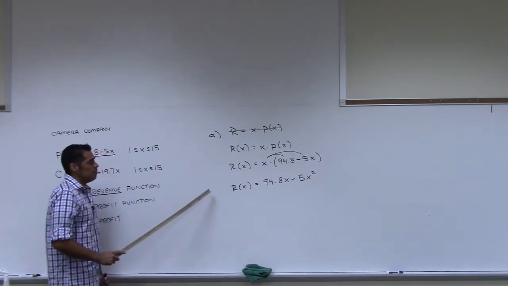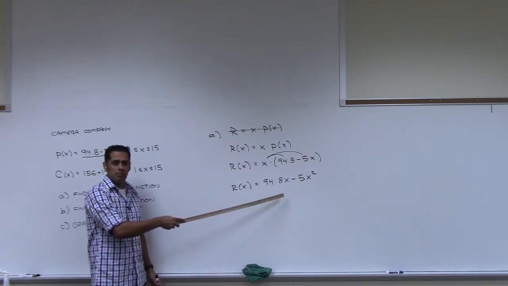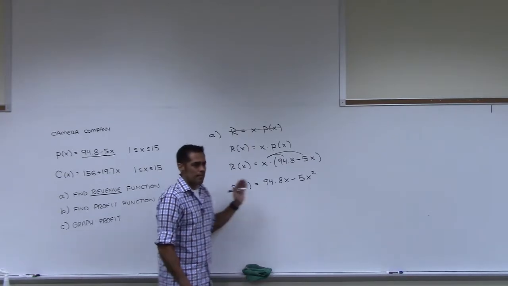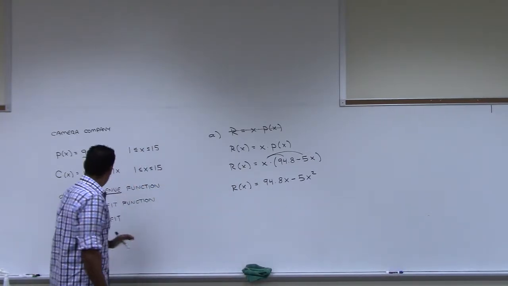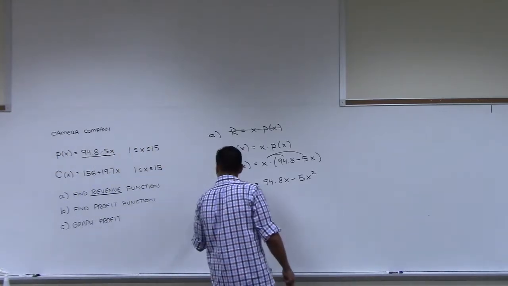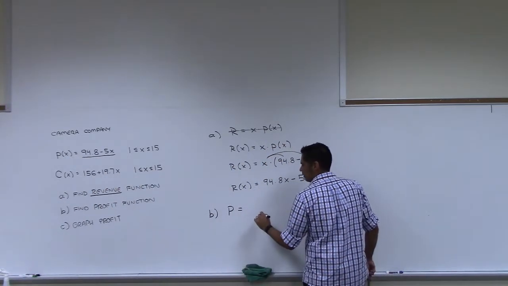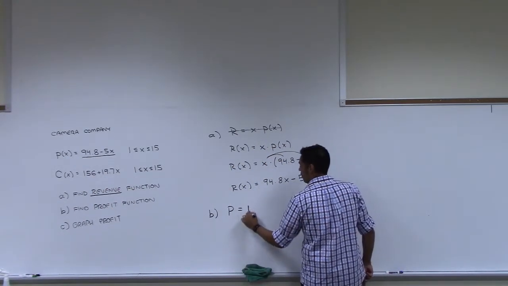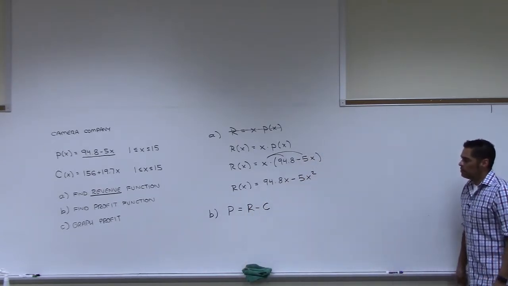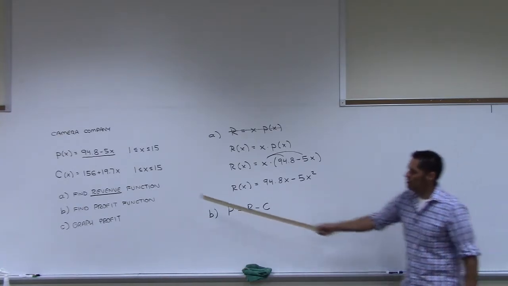Okay, so we have a quadratic, right? And we could graph this, couldn't we? I mean, if we were asked to graph this quadratic function, we could. But not yet. That's not what we're doing. Part B says to find the profit function. So what is profit? Profit is revenue minus cost, right? That's your profit. So my profit should be this function here minus my cost function, which is here.